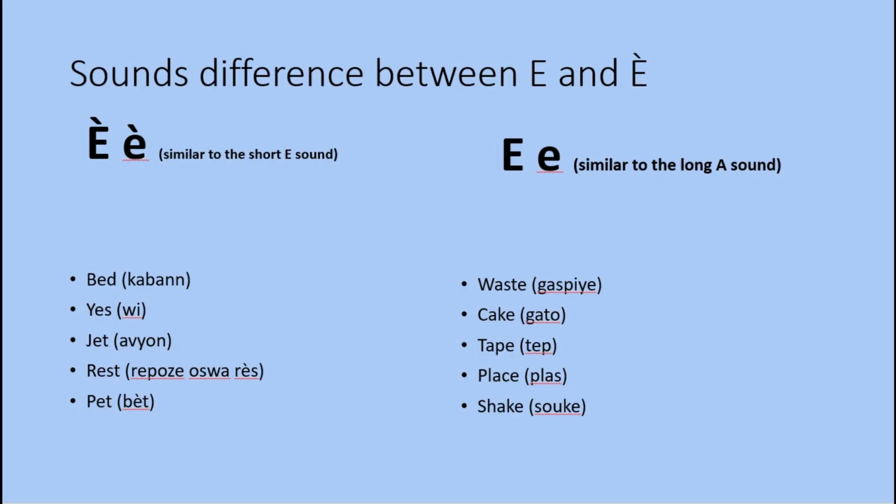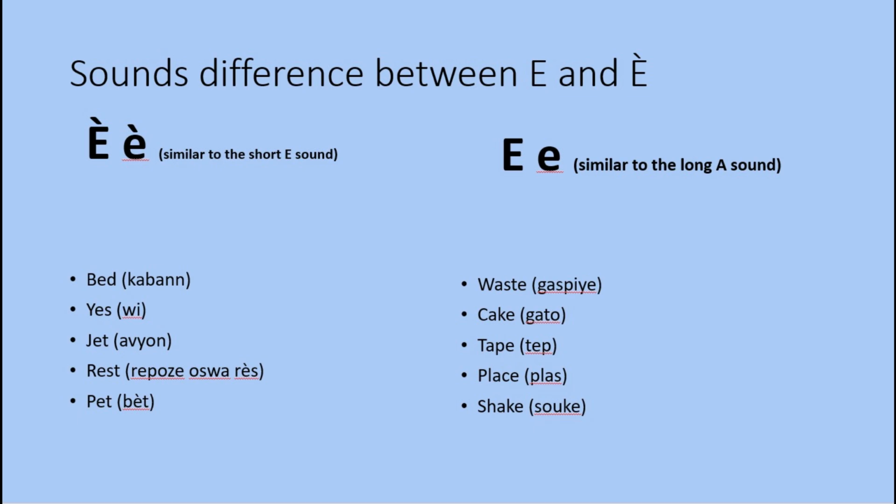So you will have waste, which is gaspiller, wasting food. You're wasting the food. Wap gaspiller manger. Cake, which is gâteau. The cake is good. Gâteau a bon. Tape. We also say tape in Creole. We literally say tape in Creole, but it's just spelled differently, right? In this case, it's T-E-P. And then we have place, like a place, a location. In Creole, it's place, okay? And then we have shake, which is souke in Creole.